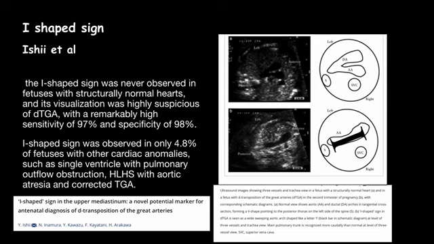To remember, this is not exclusive to d-TGA. It is also seen in cases where you see a single vessel in the 3 vessel trachea view.